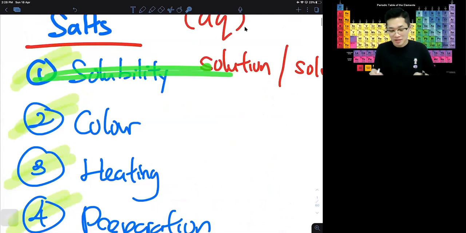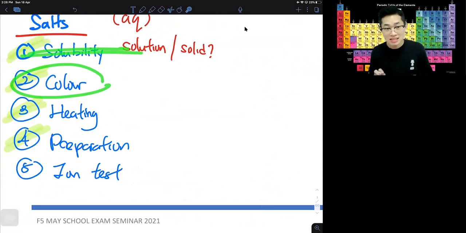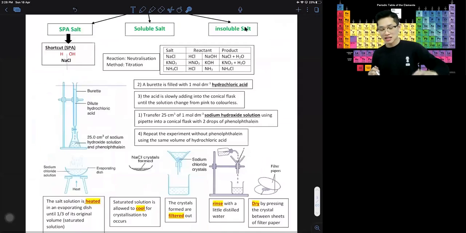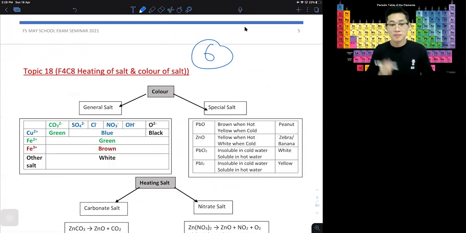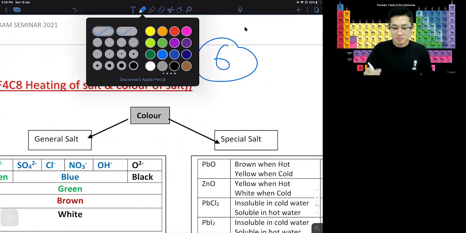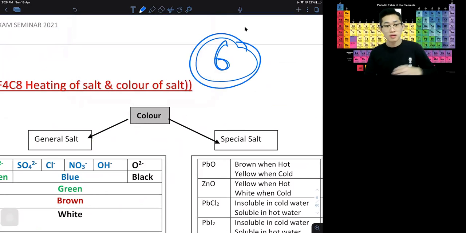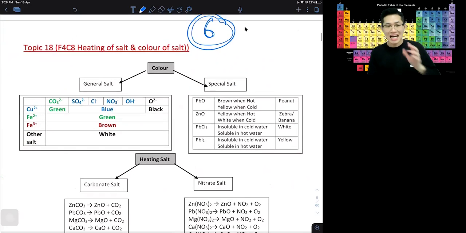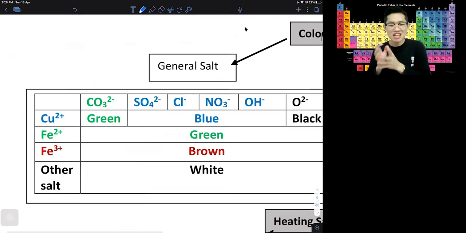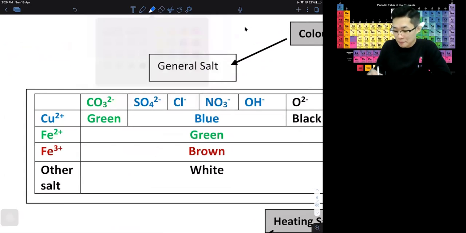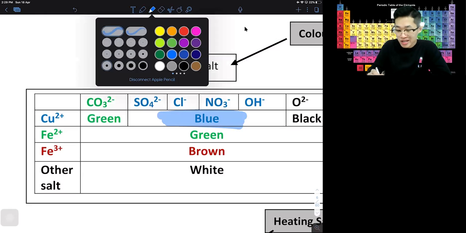Okay, now next thing we do. After solubility, we are going to do color. Color is in page number 6. So we look at page number 6. Color of salt. How do people know about the color of salt? They actually memorize themselves, you know. So for color, we have this general color. Please remember we have 3 general colors: the blue color, the green, and the brown.